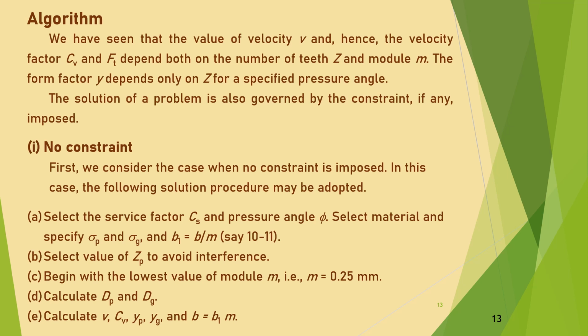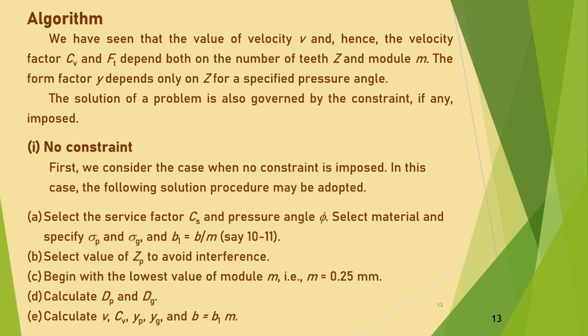Select the service factor Cs and the pressure angle phi. Select material and specify the allowable stresses for pinion and gear materials, and assume b by m, say 10 to 11. Select the value of number of teeth for the pinion to avoid interference. Begin with the lowest value of the module m, say m equal to 0.25 mm.